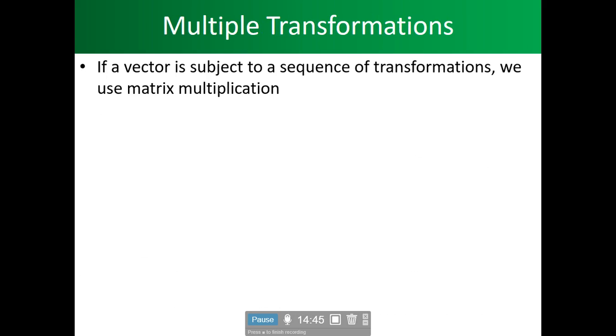If a vector is subject to a sequence of transformations, just like we just did, 45 degrees, 90 degrees, if it is subject to a sequence of transformations, we use matrix multiplication. And we want to go in order from right to left.